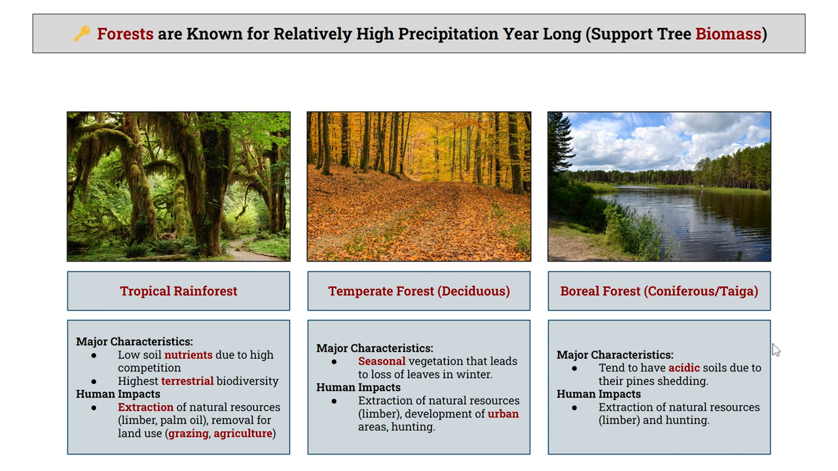And then we have boreal forests. These are forests that are located in colder regions. Some of the major characteristics I want you to know is that boreal forests, like Canada or Russia, tend to have more acidic soils. This is due to the fact that they have coniferous trees, like pine trees, and those pines essentially erode and degrade into the soil, giving it an acidic type. Now, organisms that are here, things like blueberry bushes and other fruit bushes, tend to be adapted to this acidic soil.